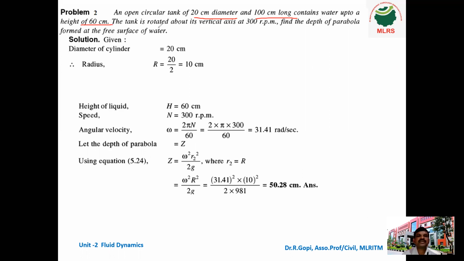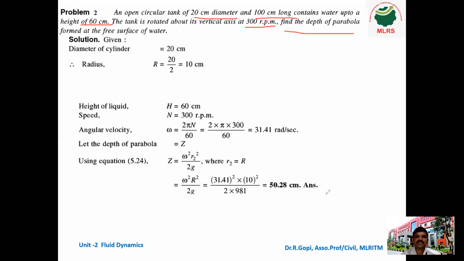The tank is rotated about its vertical axis at 300 rpm. What do you mean by rpm? Revolution per minute. So the tank is rotated at a speed of 300 rpm. Find the depth of the parabola formed at the free surface of the water.